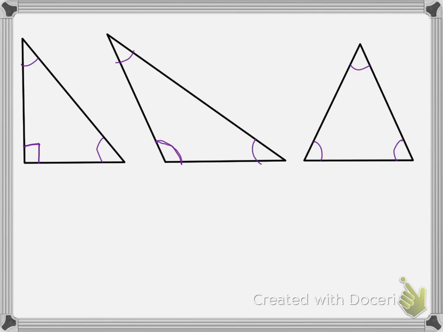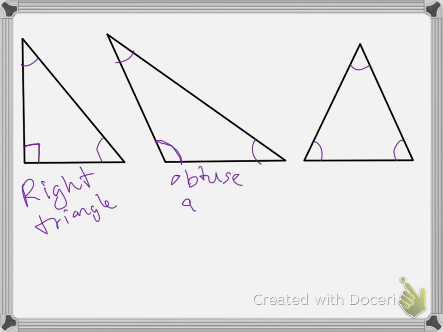Now these triangles have special names. The first triangle is what we call a right triangle because it has a right angle. The second triangle is called an obtuse triangle because it has an obtuse angle. And of course, the third triangle is called an acute triangle because it only has acute angles.